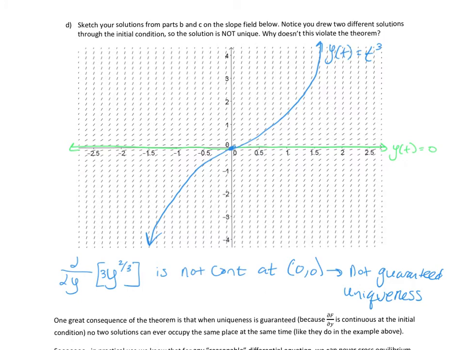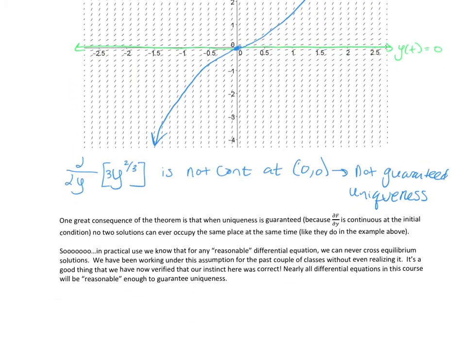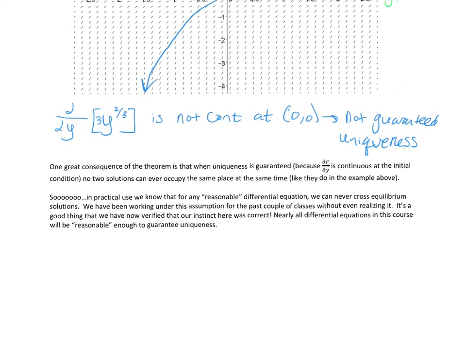And in fact, we don't have it in this case. There are two solutions through that initial condition. So one great consequence of the existence and uniqueness theorem is that when uniqueness is guaranteed, because the partial with respect to y is continuous at the initial condition, no two solutions can ever occupy the same place at the same time, like they do in the example above.